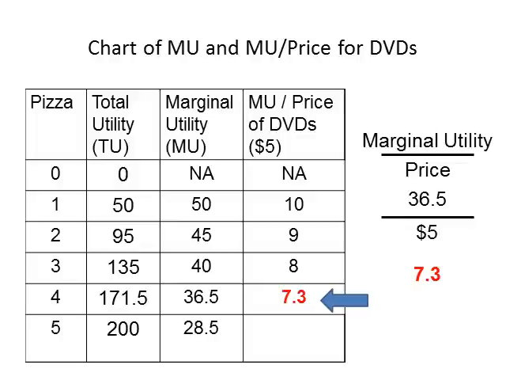The fifth row also has a marginal utility, so we can calculate the marginal utility divided by the price of the DVD. The formula is the marginal utility divided by price. The marginal utility of the fifth row is 36.5 and the price is $5, so dividing 36.5 by 5 gives 7.3. 7.3 is placed in the fifth row of the table.